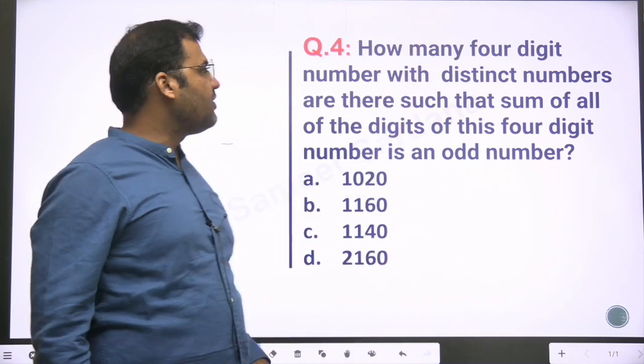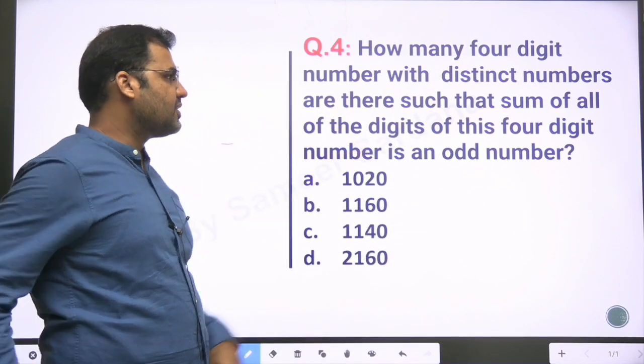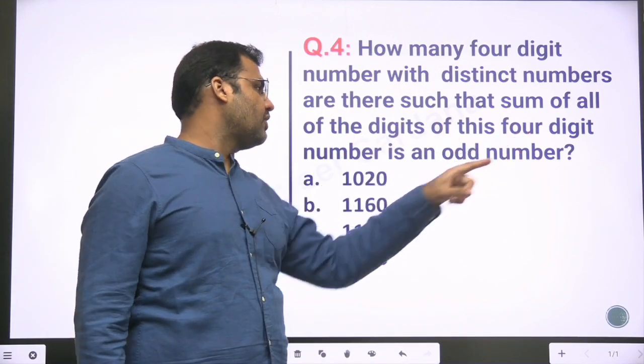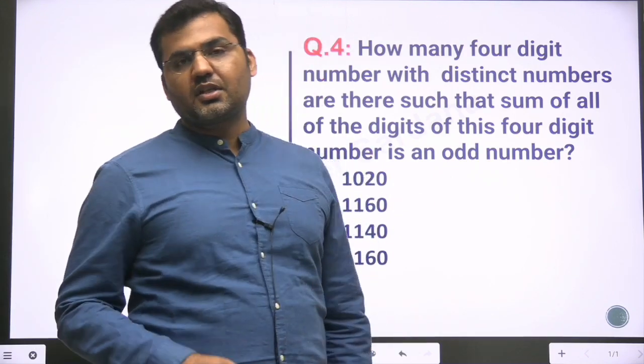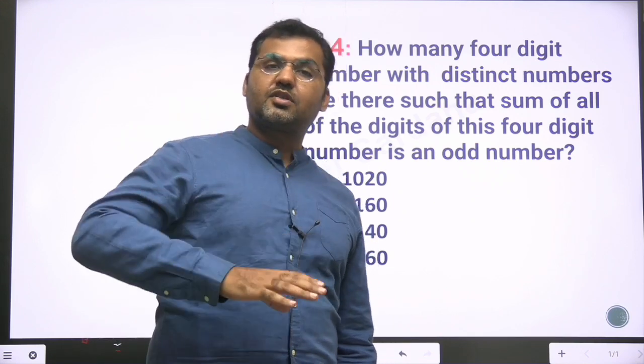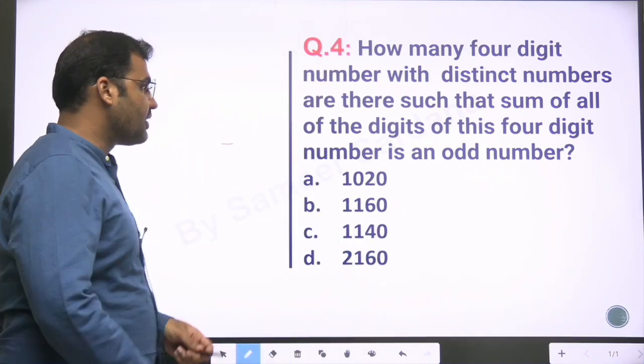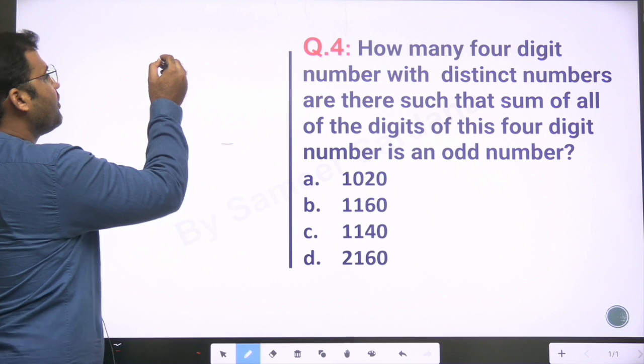Question says: how many 4 digit numbers with distinct digits are there such that the sum of all the digits of this 4 digit number is an odd number. This is basically a kind of question in which the permutation combination concept will also be used, and the even odd concept from number system will also be used. So what I'm basically looking for is a 4 digit number, guys, right?